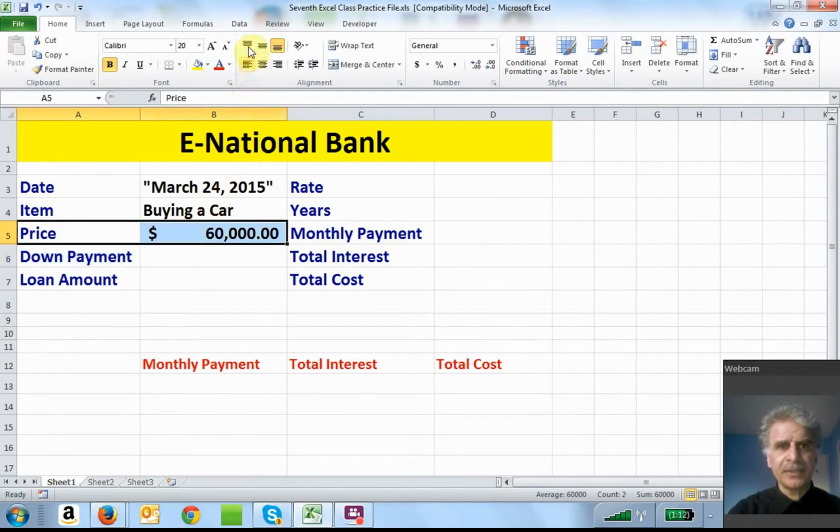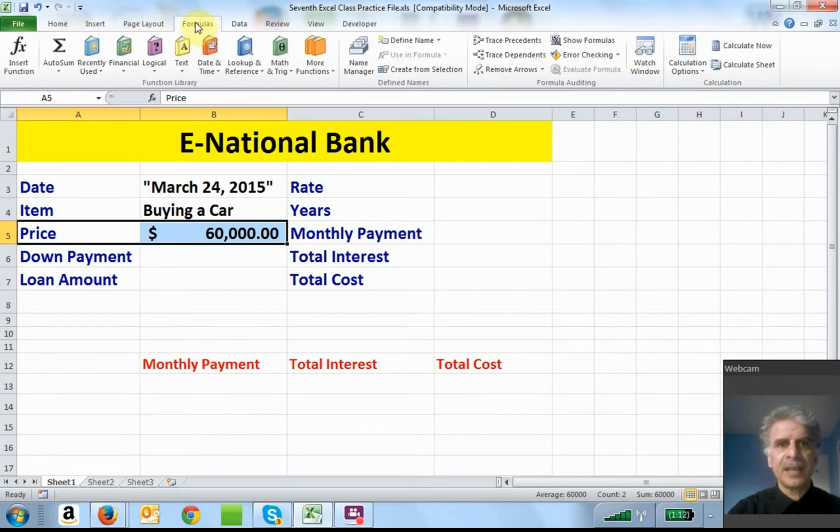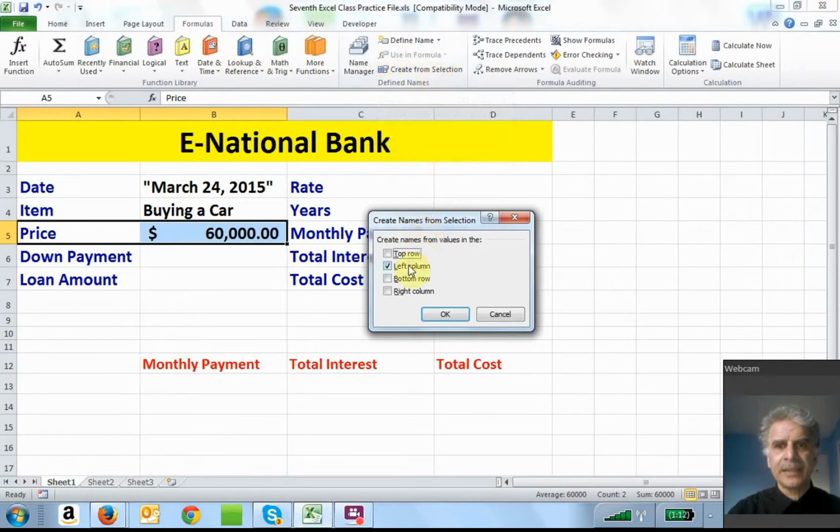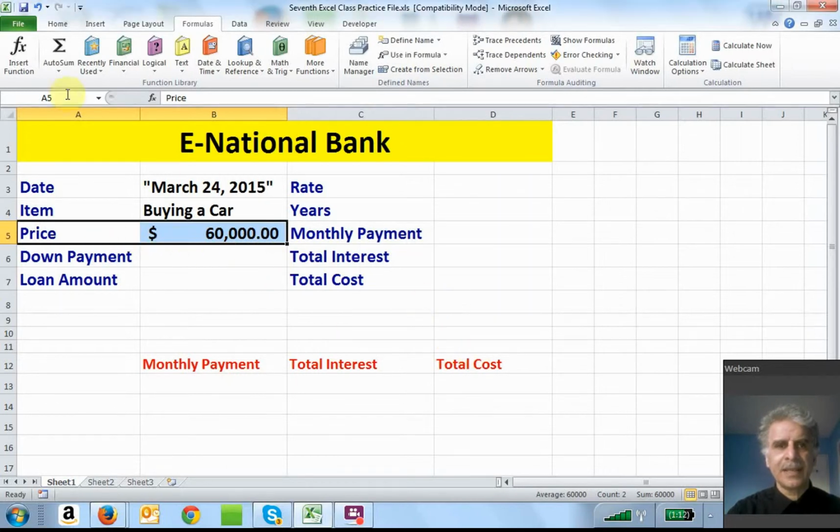So in order to do that in Excel, I want to assign name. I'll go to formula and over there create from selection, and right away it tells me that I'm assigning $60,000 to price to the left. So right now, if you go to the name box, you're going to see a price over there.